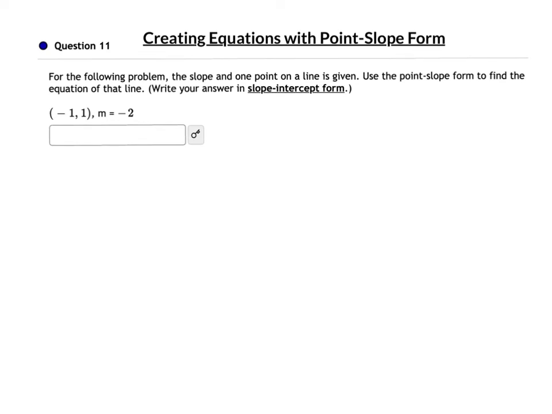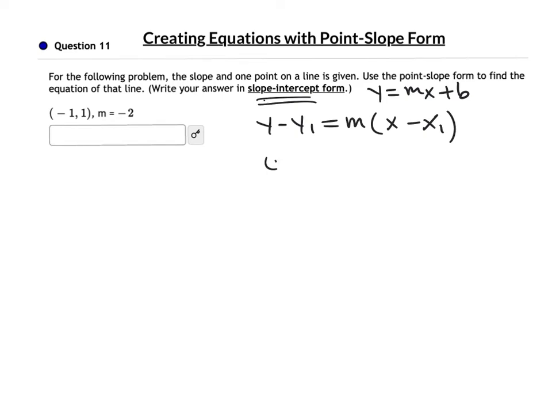Question 11 asks for the answer in slope-intercept form, so we're going to create y equals mx plus b, and we'll use point-slope to do that. y minus y1 equals m times x minus x1. y minus the y of the point, which is 1, equals m, which they gave us, is negative 2, times x minus negative 1. Notice the double negative. So this is negative 2 times x plus 1.